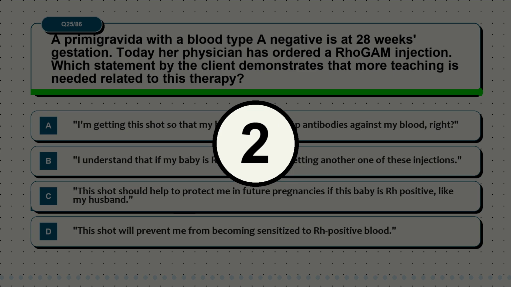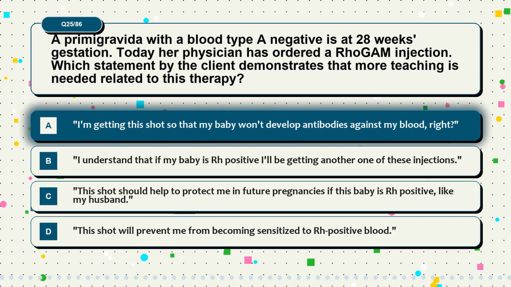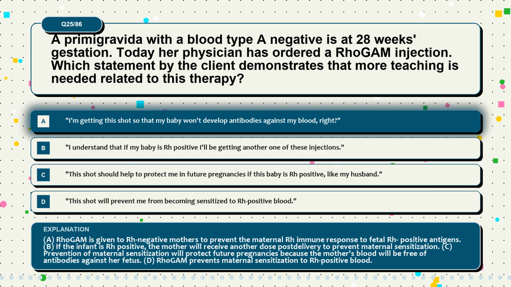The correct answer is option A. I'm getting this shot so that my baby won't develop antibodies against my blood, right? A. RhoGAM is given to Rh-negative mothers to prevent the maternal Rh immune response to fetal Rh-positive antigens. B. If the infant is Rh-positive, the mother will receive another dose post-delivery to prevent maternal sensitization. C. Prevention of maternal sensitization will protect future pregnancies because the mother's blood will be free of antibodies against her fetus. D. RhoGAM prevents maternal sensitization to Rh-positive blood.